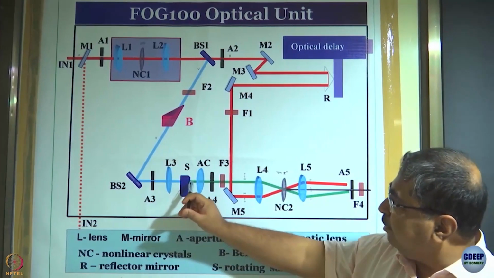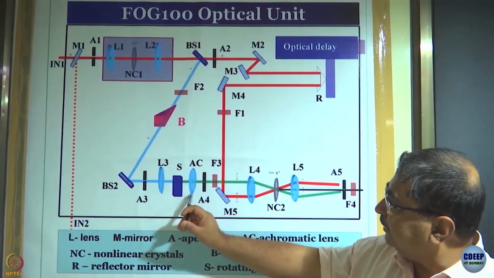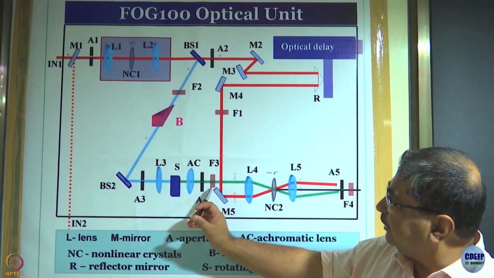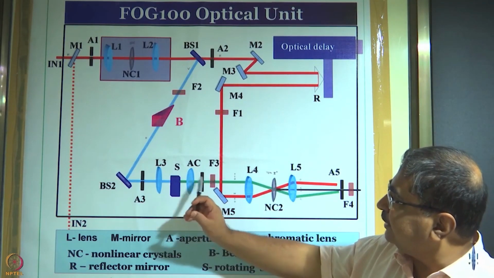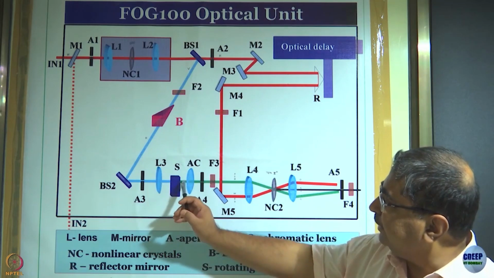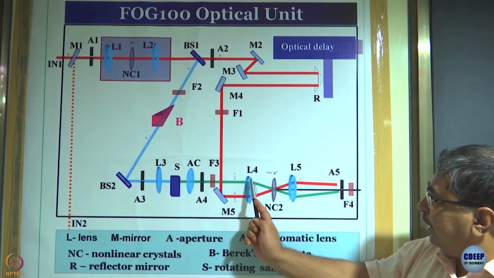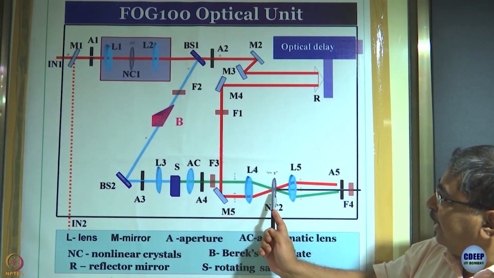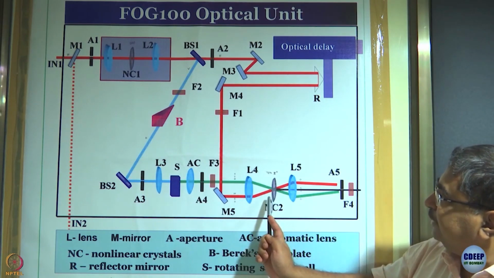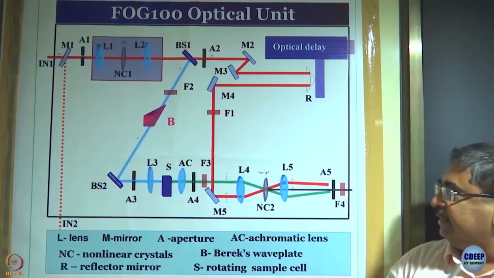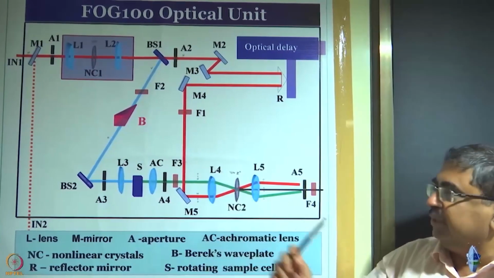Then from the sample, fluorescence is collected by another lens, goes through a long pass filter F3 which blocks the excitation blue light, but passes the fluorescence light. Now, this fluorescence light is focused by a lens L4 onto another nonlinear crystal which we call NC2, or as we have discussed in class, the sum frequency generation crystal. So, this is one part of the story.